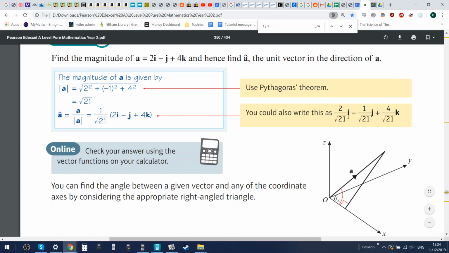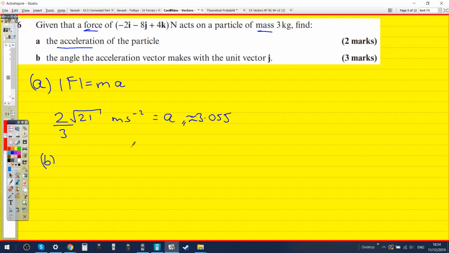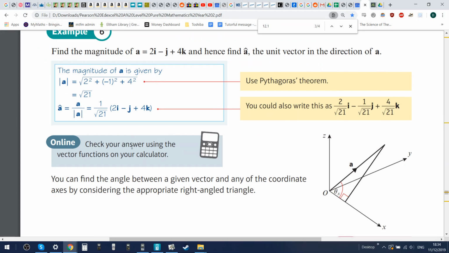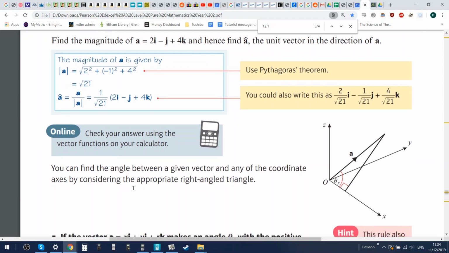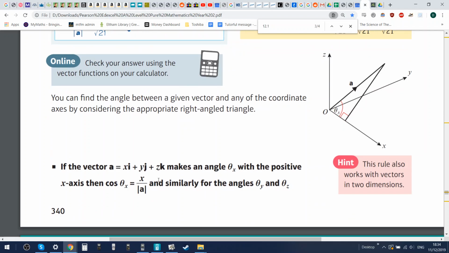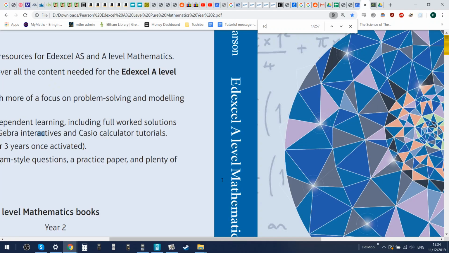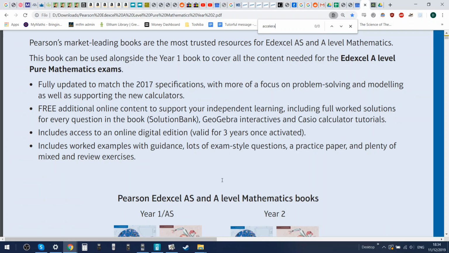So 2 over the magnitude minus 1 over magnitude. So that's just 1 over. So we want it for J. Acceleration vector between a given vector and a coordinate axis. Let's just take a look for the angles. I don't think there's anything. I think they've just given it a different name.